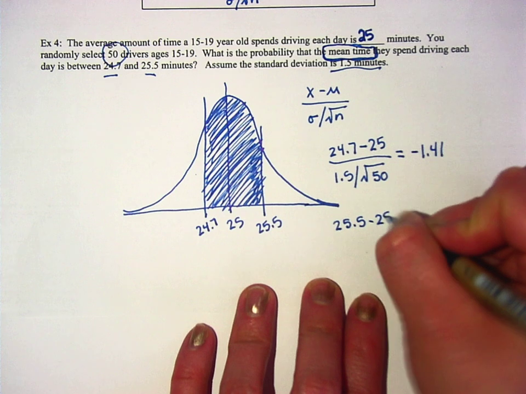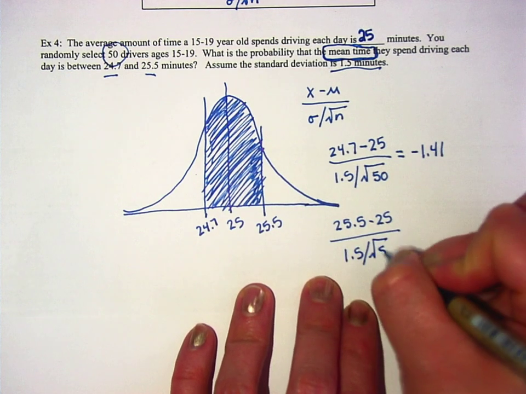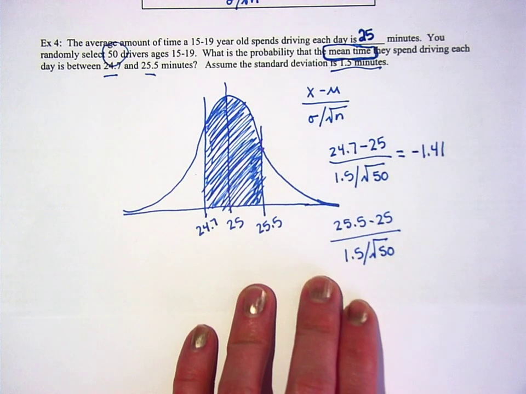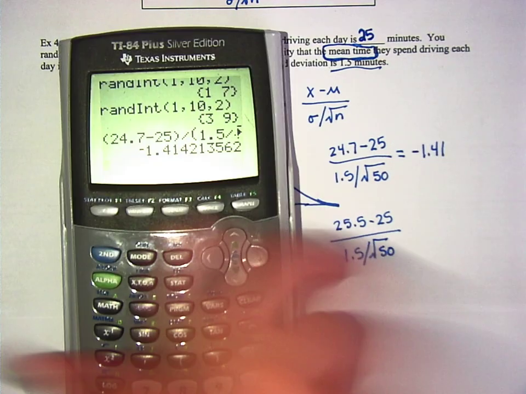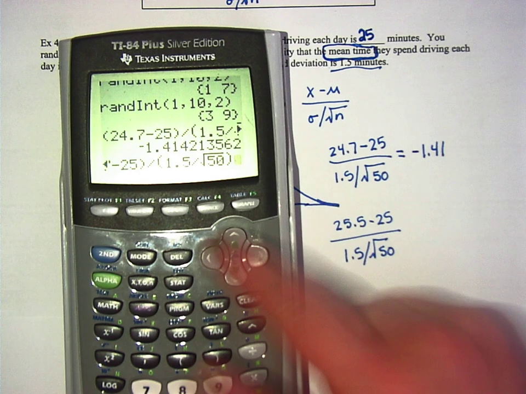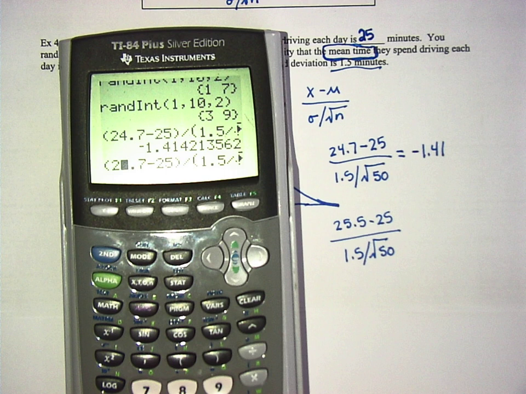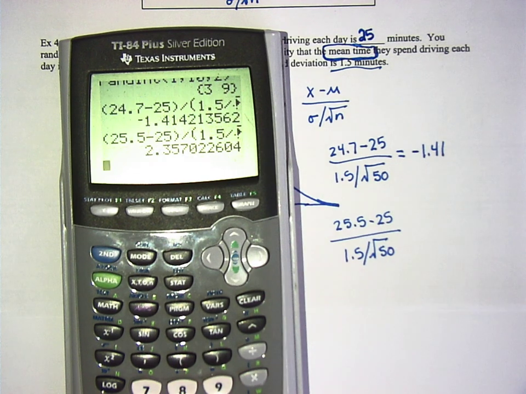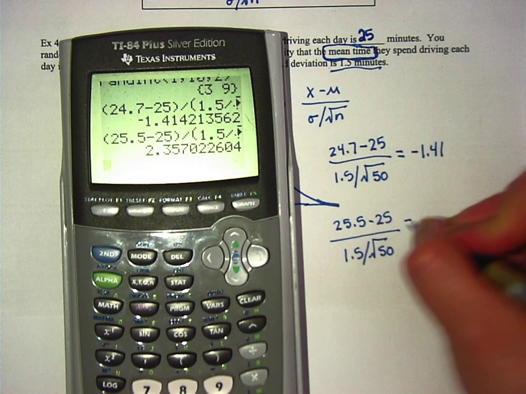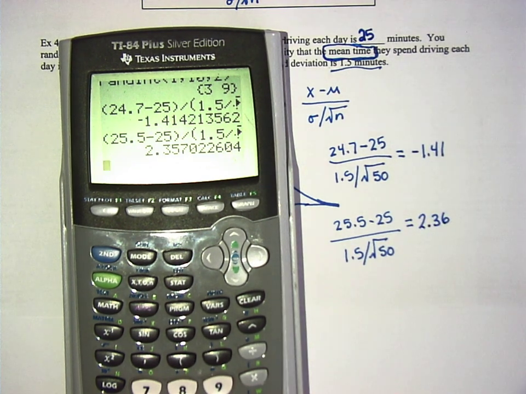25.5 minus 25 divided by 1.5 divided by the square root of 50 again. P.S. Learn lessons, be smart. Look up, hit second enter. It brings back the exact same thing you just typed in. Just change that 24.7 to 25.5. It's a time saver. I got 2.36.